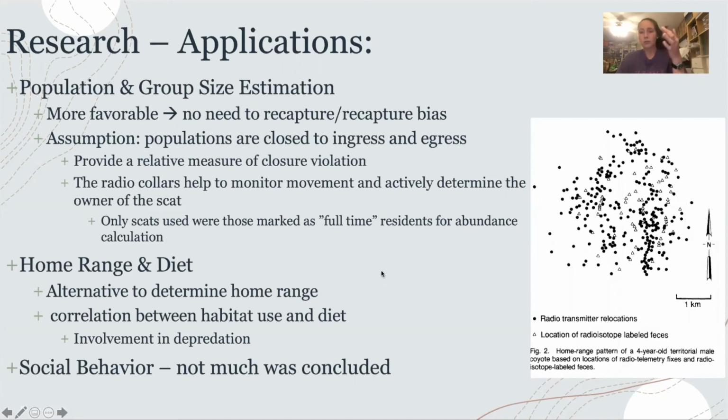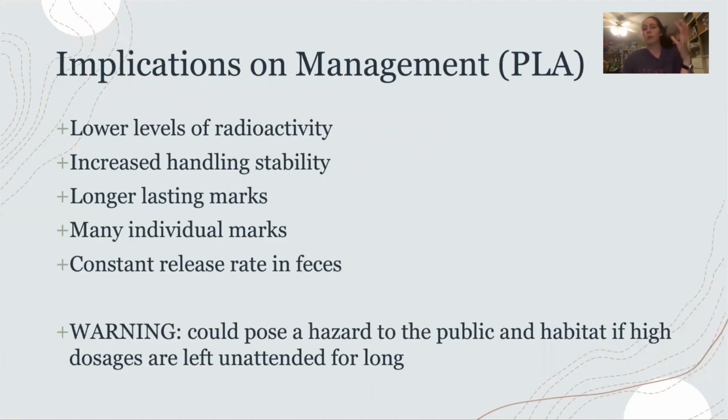Home range and diet. So it provided an alternative to determine the home range, and this is the home range over here for a 4-year-old territorial male. And the correlation between habitat use and diet, they were able to see through the scat whether they were involved in depredation of rabbits or just how they were actually making use of their habitat. In terms of social behavior, not much was concluded. The amounts of the radioisotope within the urine and scat were too low to be actively observed.